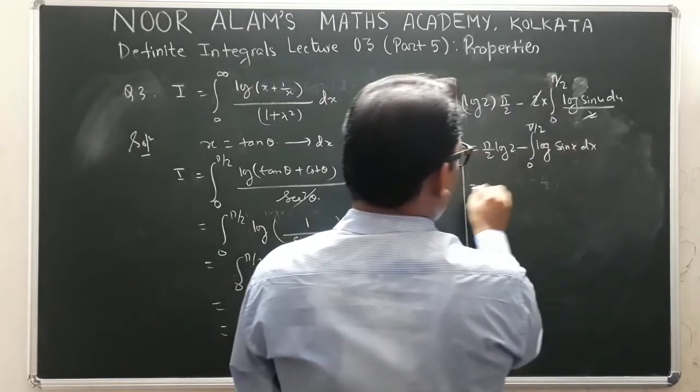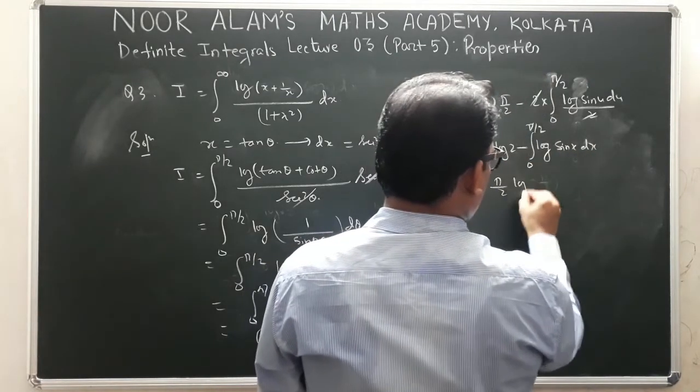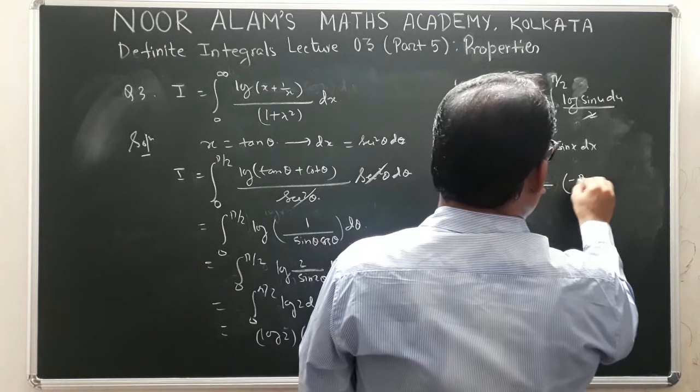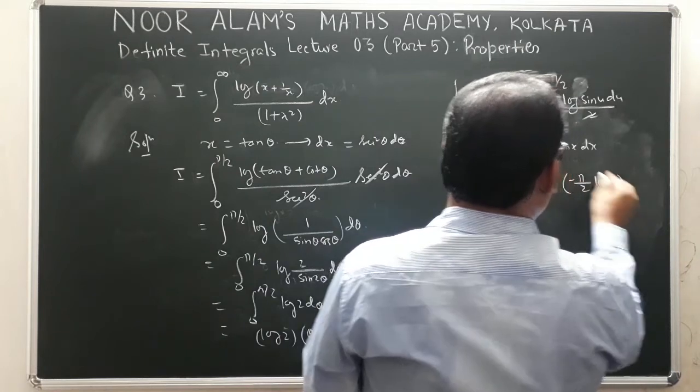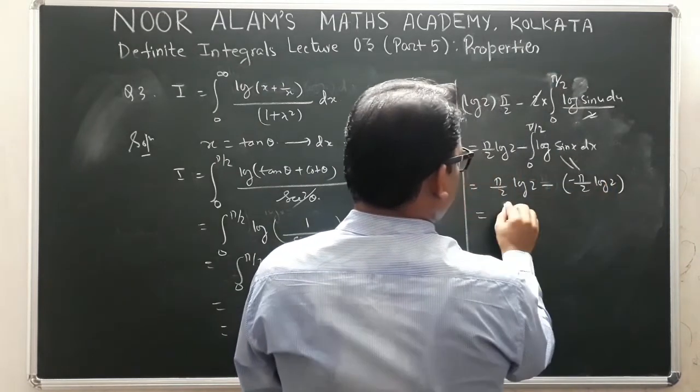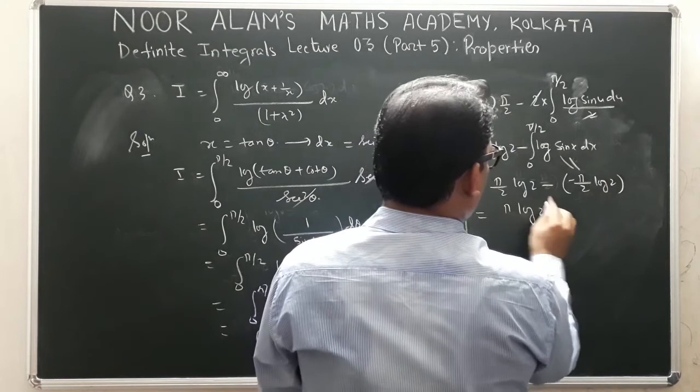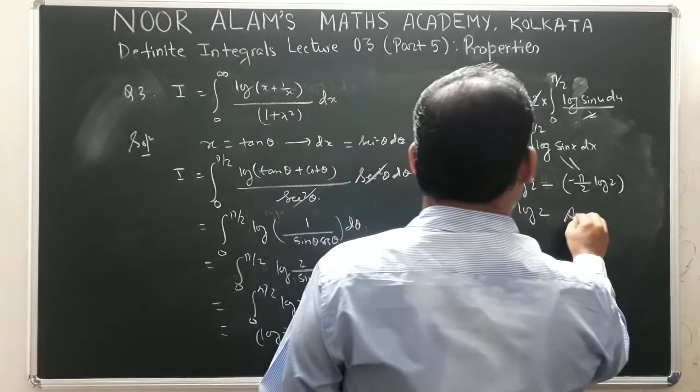But this integral, in question number 1, when we solved it in today's class, we got the value minus pi by 2 log of 2. So as a result, what we get is pi by 2 log 2 plus pi by 2 log 2, that is pi log 2. This is the answer.